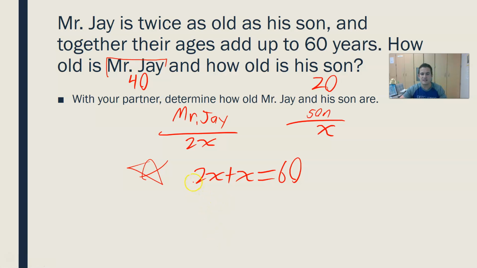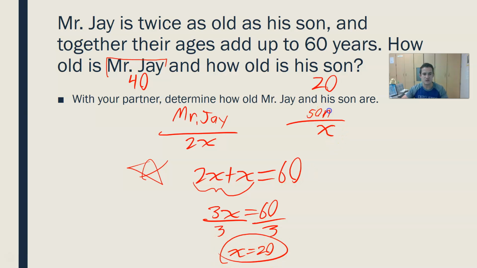On this side, I'm going to simplify and combine my x's together to get 3x equals 60. And then to solve for x, I'm going to divide by 3 on both sides, which gives me x equals 20. X, the age of the son, is 20 years. 2x, or double that, is 40 years. So I was able to create this math equation and solve it to determine how old Mr. J and his son were.